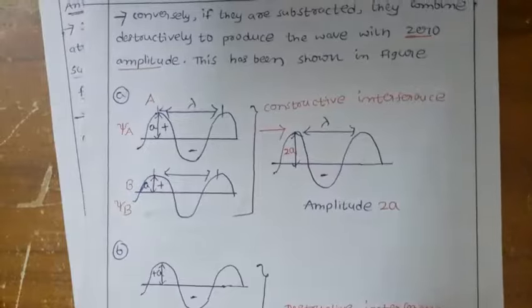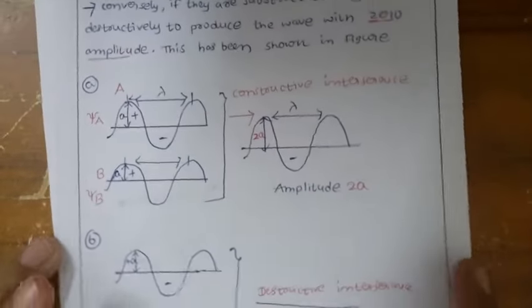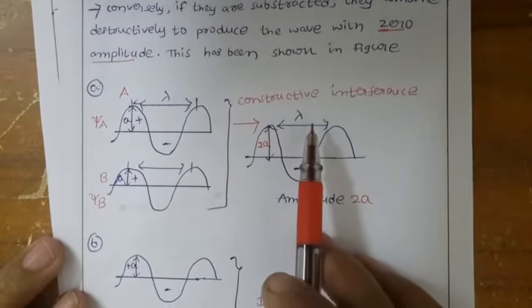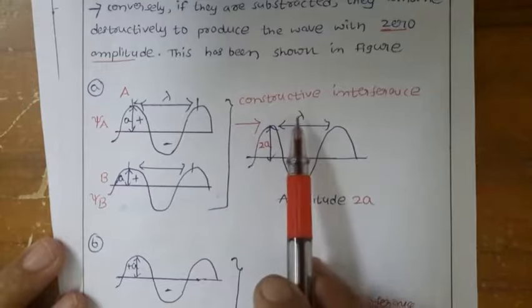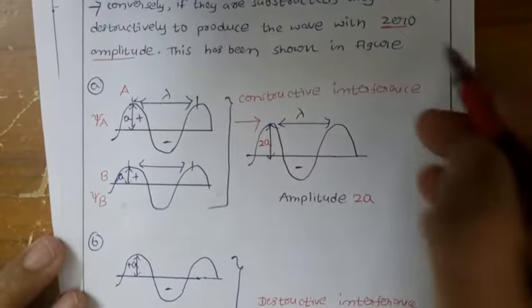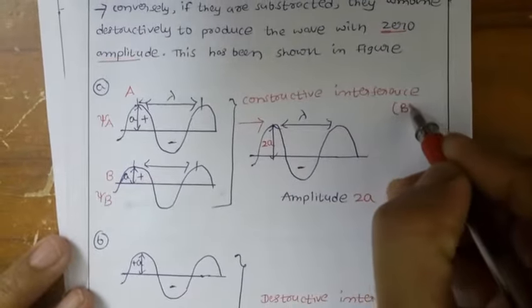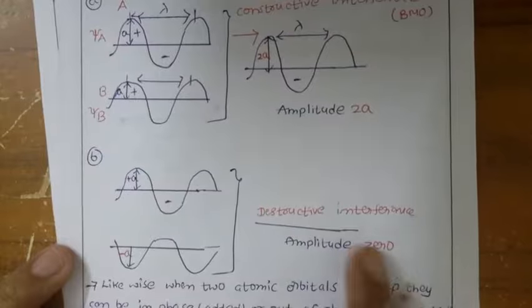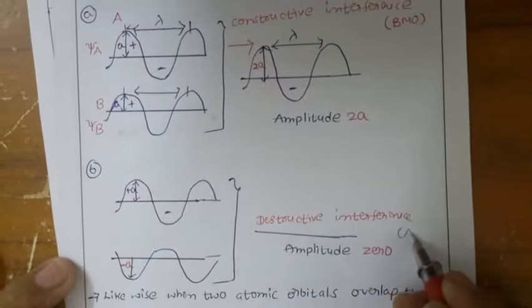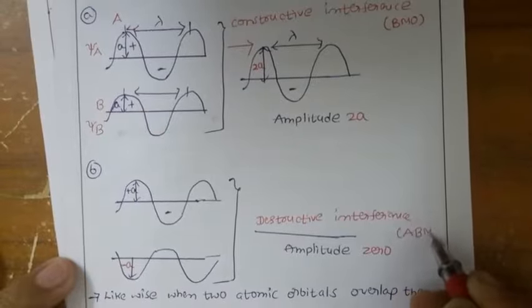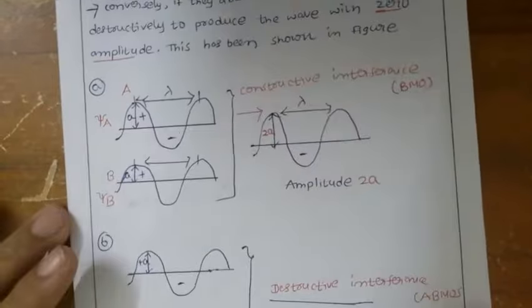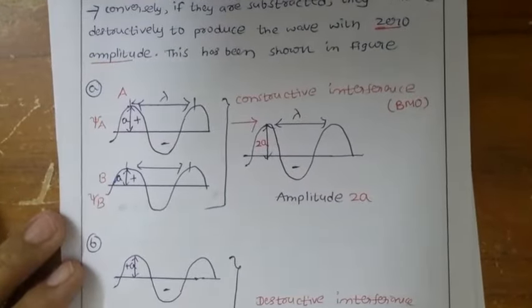So what happened here? Now we are discussing the formation of molecular orbitals quantitatively. If constructive interference happens, it gives the bonding molecular orbitals. If destructive interference is happening, then we are getting the anti-bonding molecular orbitals. So here we are discussing the formation of molecular orbitals.